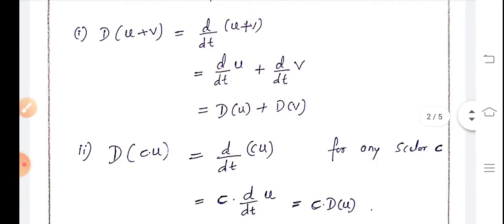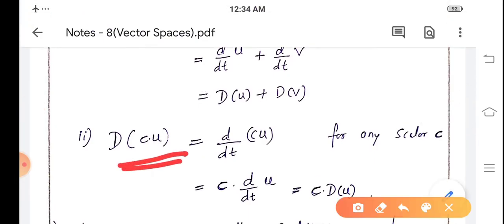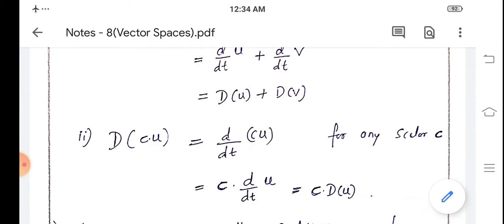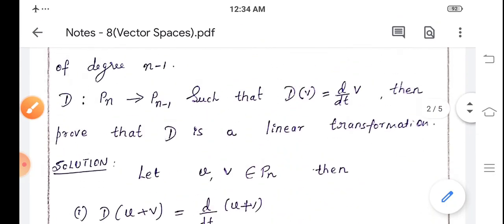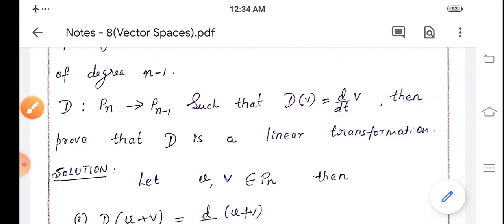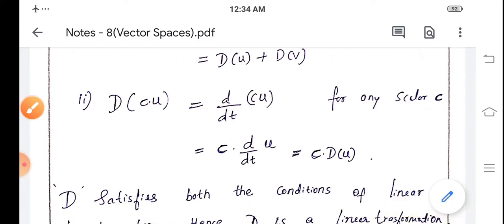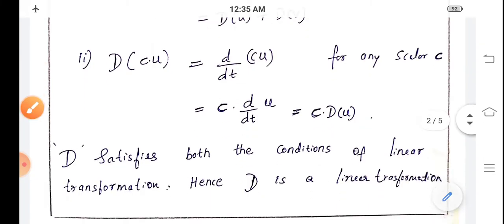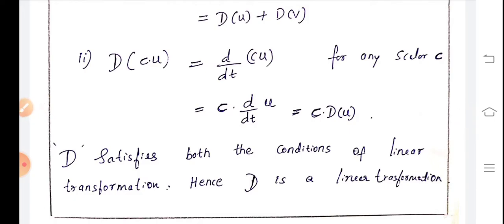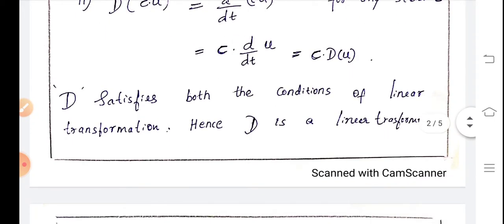Now next condition is D of Cu, where C is a scalar. By the definition, D of Cu, we write it as d by dt of Cu. Since C is a scalar, when we differentiate with respect to t, this C is constant. We take C outside, we write it as C into d by dt of U. But d by dt of U is D of U. So we are getting D of Cu equal to C into D of U. Now D satisfied both the conditions for linear transformation. Hence we can say that D is a linear transformation.